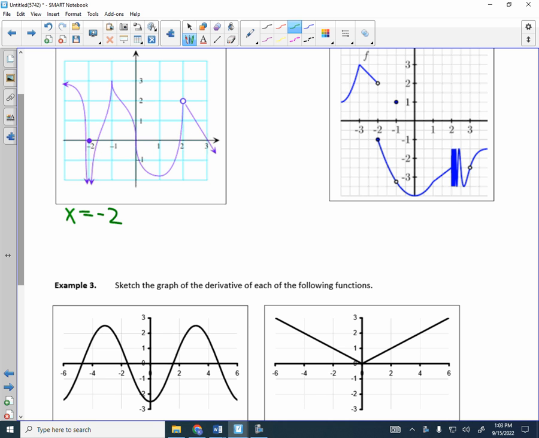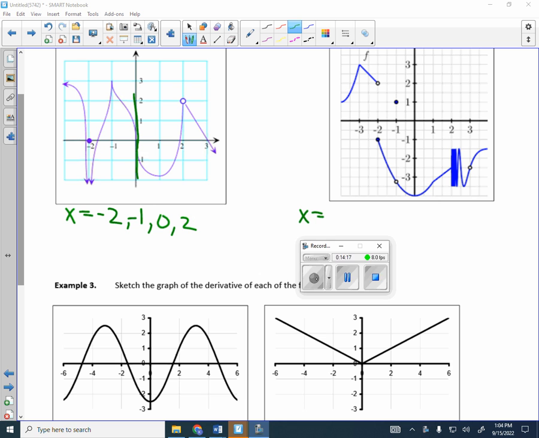Give me another spot. -1. Why? Different from the left and the right. When it's different from the left and the right, we just use the term corner. So if there's a corner on a graph, then we say you can't take the derivative there. Where else? Why? Because you have a vertical tangent there, so can't take the derivative there. Where else? How come? It's discontinuous. Exactly. Try the same thing with the next graph. See if you can identify them again. Go.